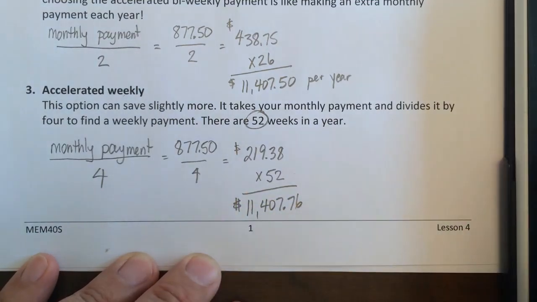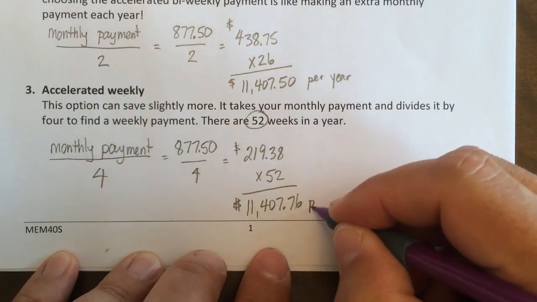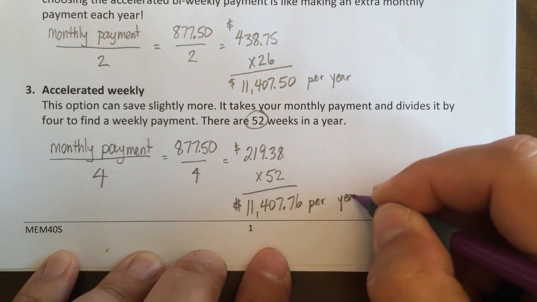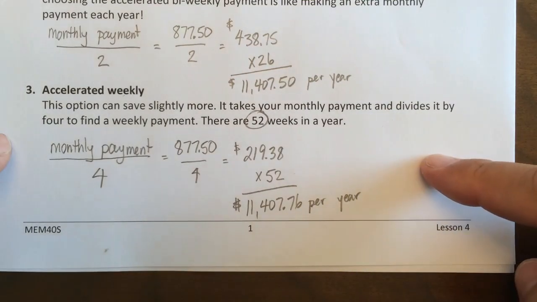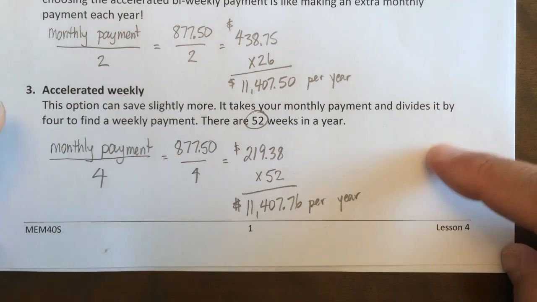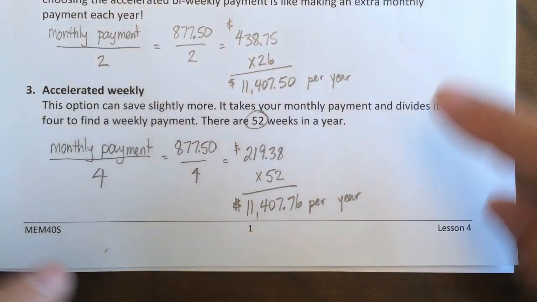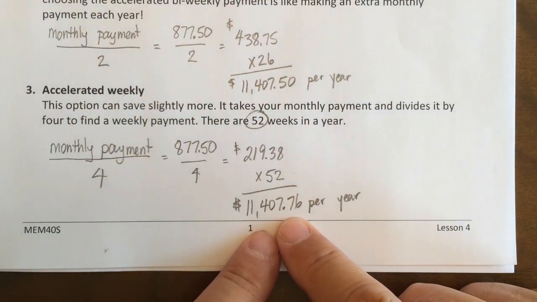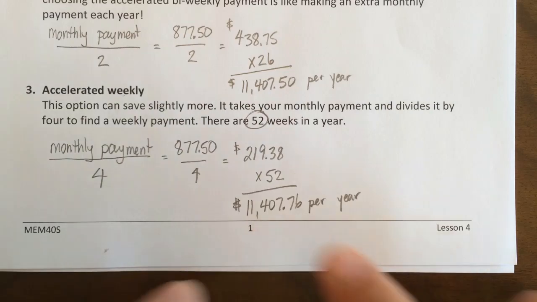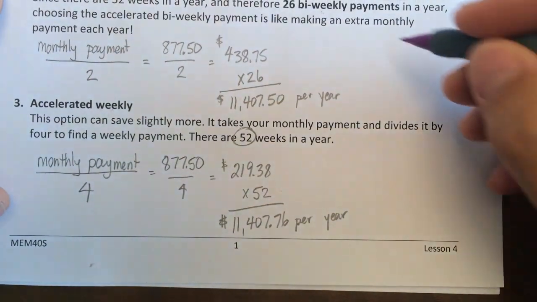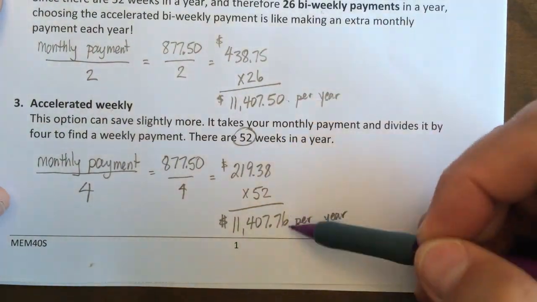$11,407.76 per year. Now, a person might choose this if they get paid weekly. So their job pays them every week. They might choose to set up their mortgage payments in a plan that is a weekly mortgage payment. And in this way, compared to monthly, they're going to pay more every year, which is fine because they'll pay their debt off sooner. Okay, so both of these, their values are very, very similar.